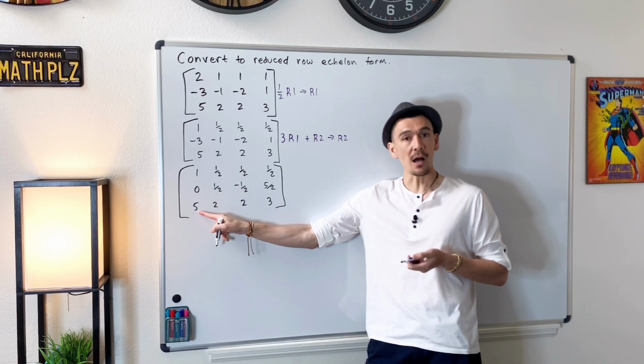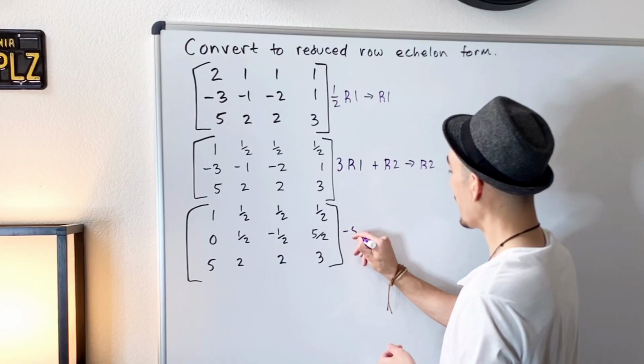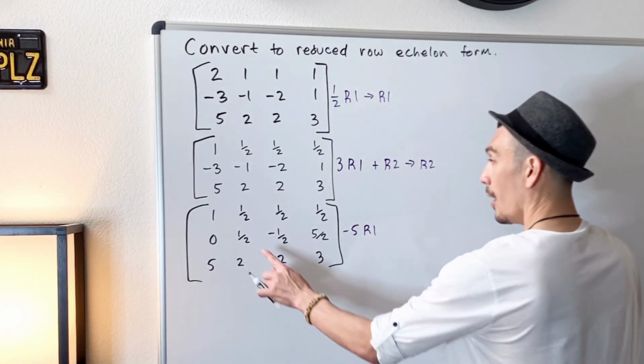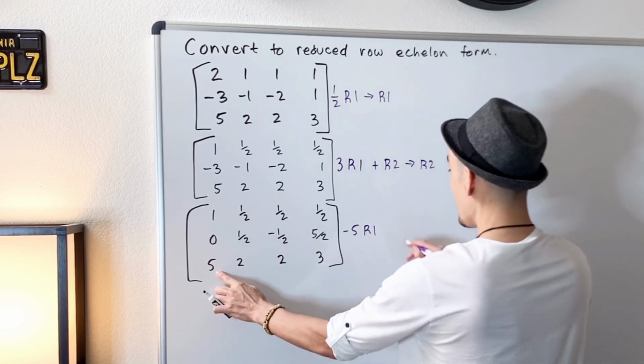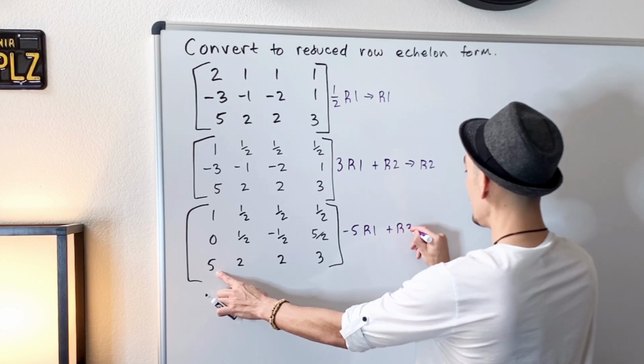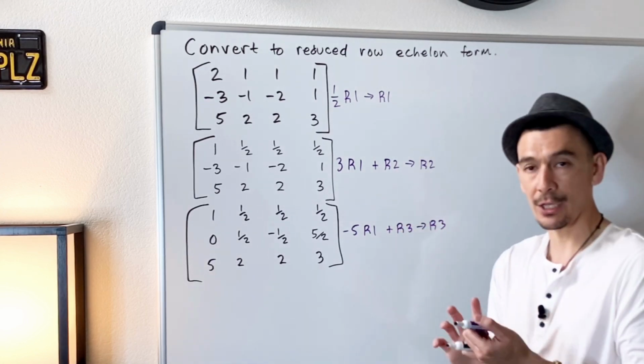Up next, I need this to also be 0. So what I'll do is I'll multiply row 1 by -5, and then add it to row 3 to get the new row 3. So that'll look like this.